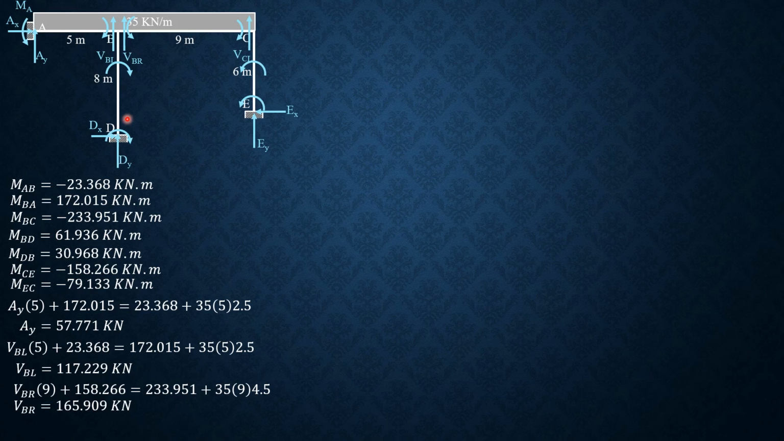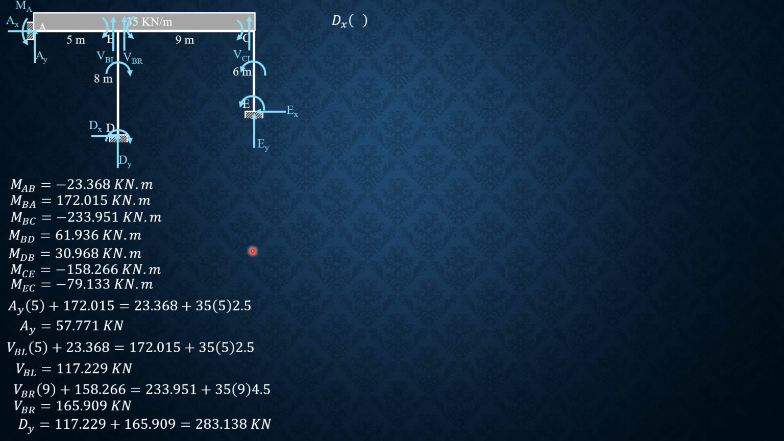So we can now solve for DY. If you draw the free body diagram of this column, then by action and reaction, it is downward for shear B left and shear B right. So DY is just the sum of shear at B just to the left and shear at B just to the right. So DY is equal to 117.229 plus 165.909, 283.138 kilonewtons.